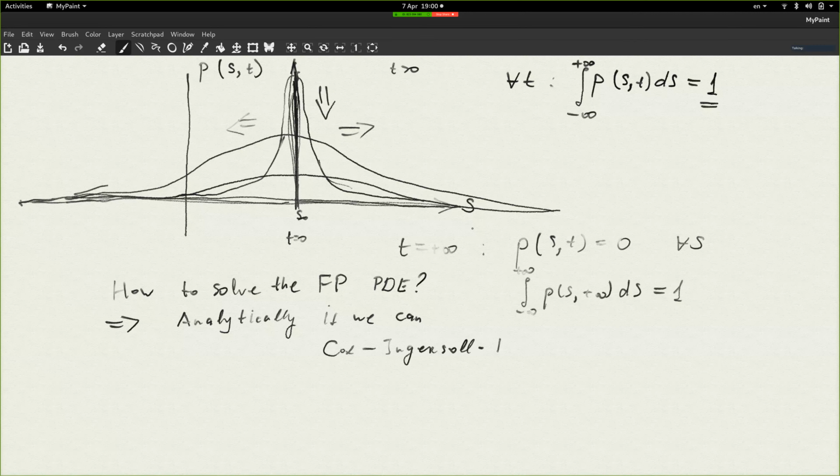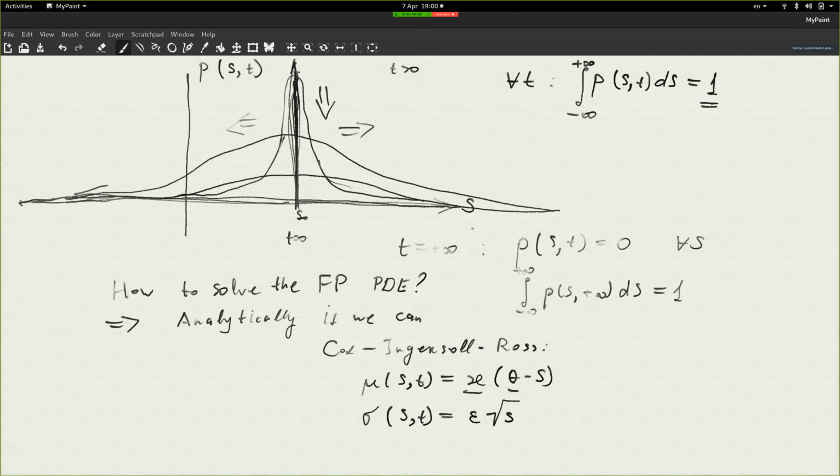In this case, mu of S and T is mean reverting. It is kappa times theta minus S, where kappa and theta are constants. And sigma of S and T is some constant, let me say epsilon, square root of S. This is a very well-known model in financial mathematics, typically used in modeling commodity prices and volatilities.